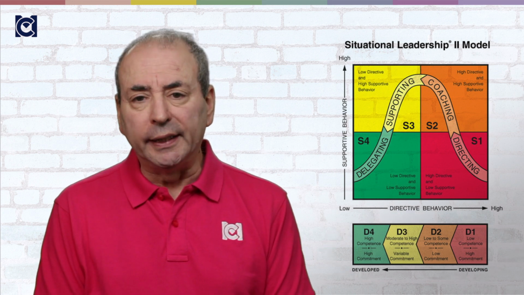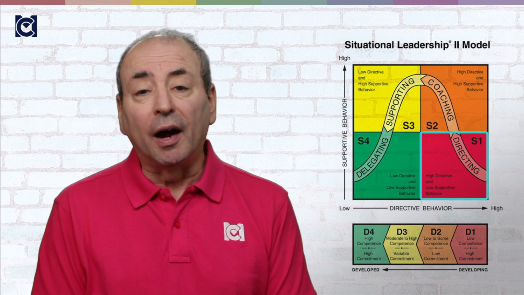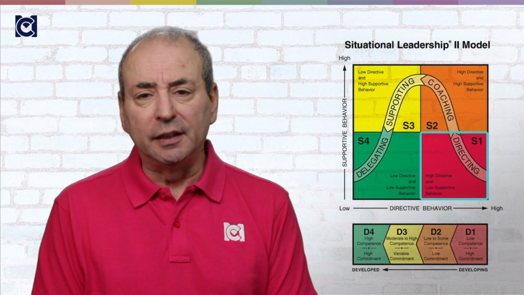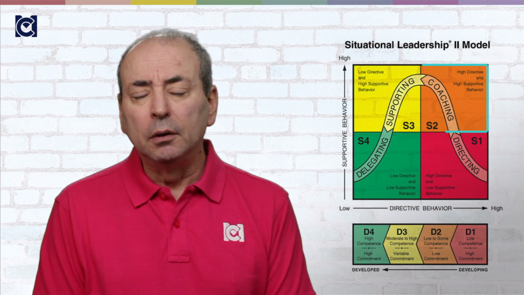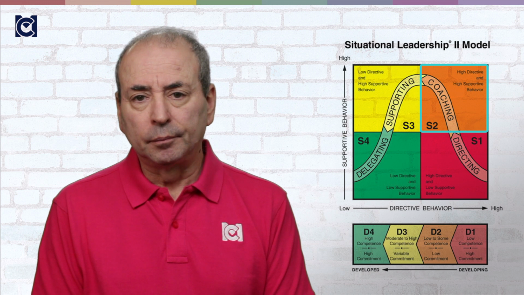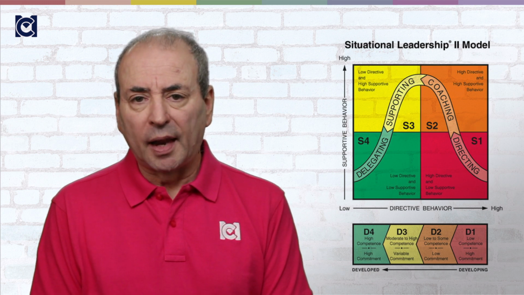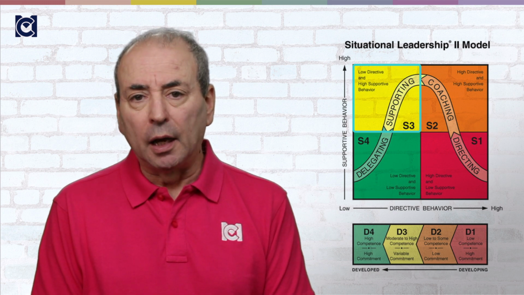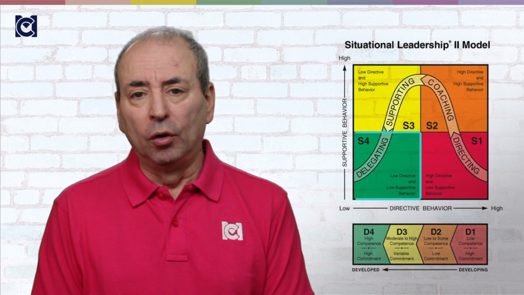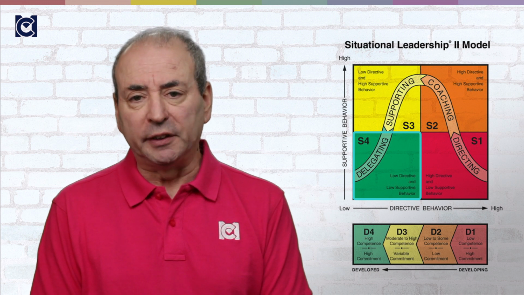The model plots these onto 4 leadership styles. S1, directing, high directive and low supportive behaviours. S2, coaching, high directive and high supportive behaviours. S3, supporting, low directive and high supportive behaviours. And S4, delegating, low directive and low supportive behaviours.